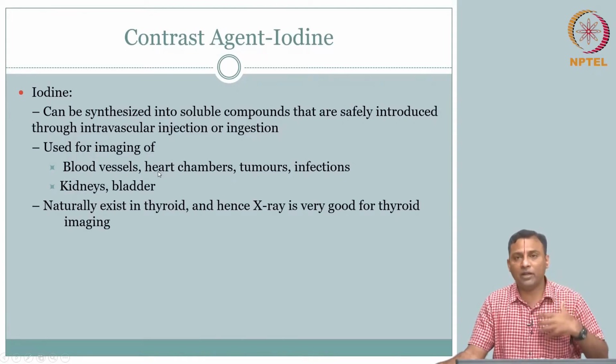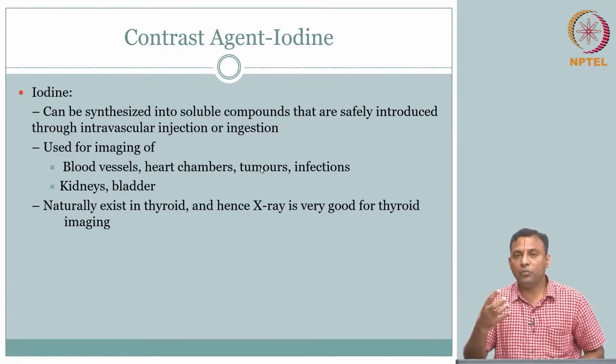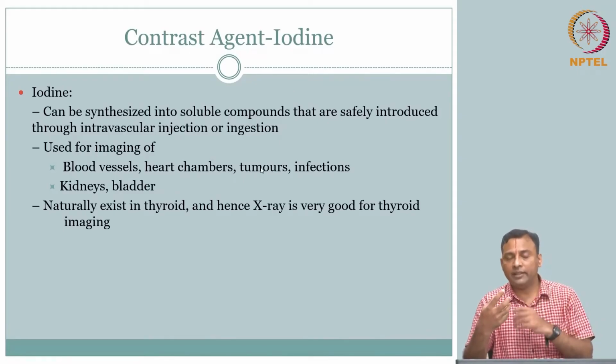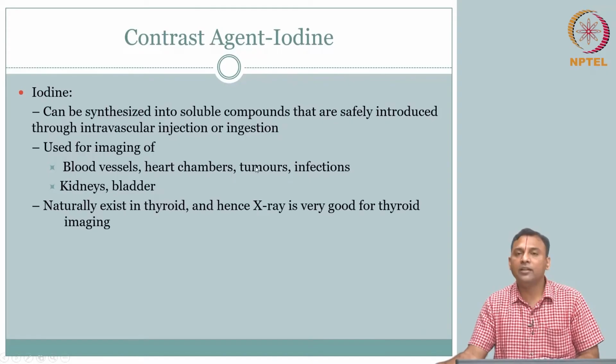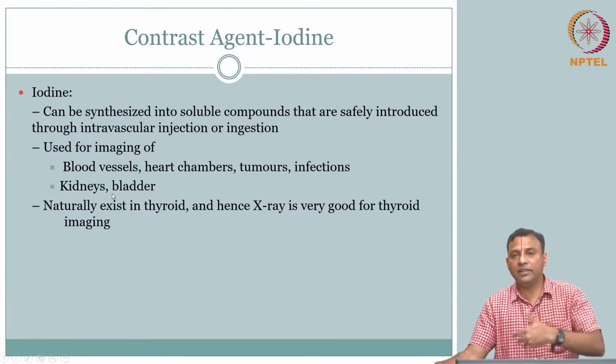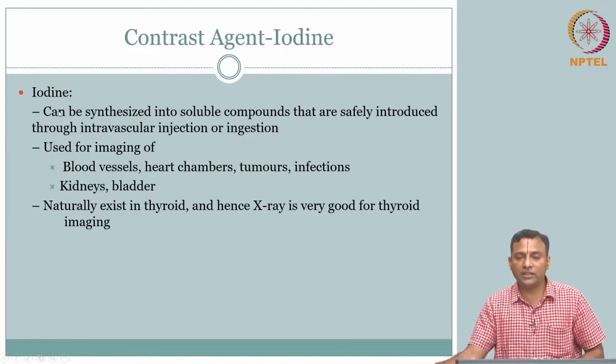Heart chamber, so wherever the blood goes. Tumors: if there is a tumor, that means there is a blood supply, it is growing aggressively. So, you can look at where the blood vessel is going, and based on that, you can also see the tumor. If you have unusual activity, unusual vasculature, you can start to see tumors, infections, kidneys, bladder, because the circulatory system goes to the kidney and then through the bladder and is sent out. So, if you give this into the system, it has to go through the circulatory system, and wherever it is going, you can look at it, okay.